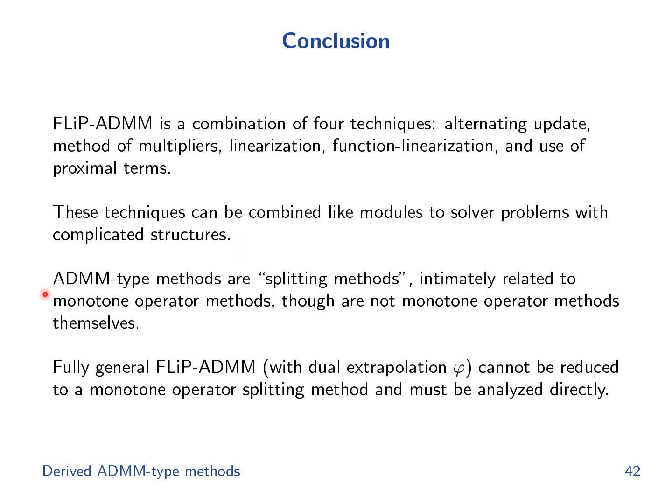ADMM type of methods you see in this chapter are splitting methods. They're related to monotone operator methods which split operators. However, ADMM methods often split blocks. They're intimately related, but they're not monotone operator methods themselves. So the general FLIP-ADMM, especially with dual extrapolation parameter phi, cannot be reduced to a monotone operator splitting method. Therefore, they must be analyzed directly, like we did in Theorem 6.